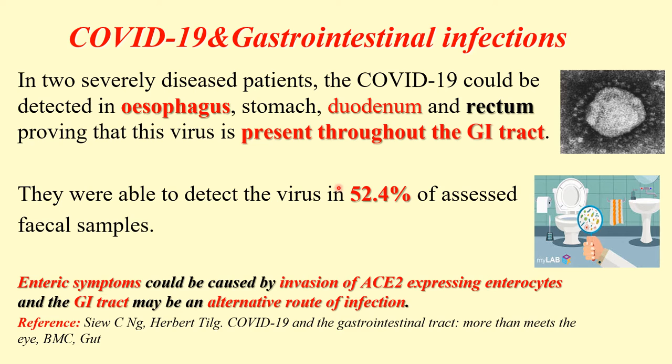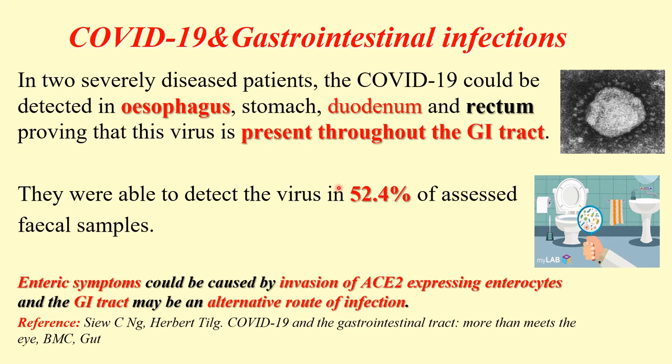And what does this mean? Remember, when I was talking in the previous slide regarding the replication of coronavirus COVID-19, I said that the first thing is the virus will bind to the ACE2 receptors on the cell membrane. Once the virus is bound to the ACE2 receptor on the cells, then the virus will enter the cells. And what we are saying here is that the virus can infect the enterocytes, or the intestinal cells, and also infect the cells in the GI tract, because these cells are expressing the ACE2 receptors. So it means that the virus can infect the gastrointestinal tract.